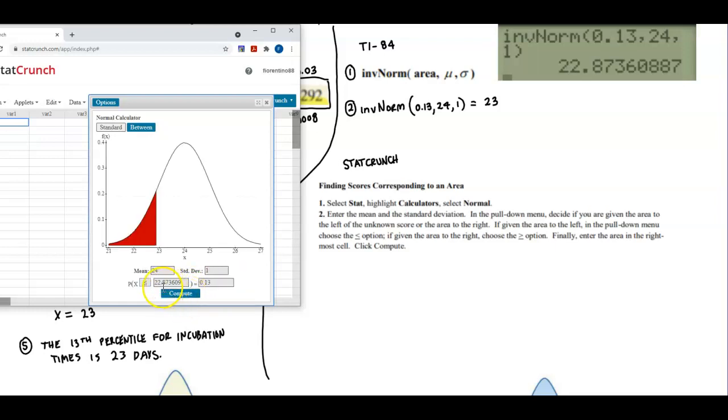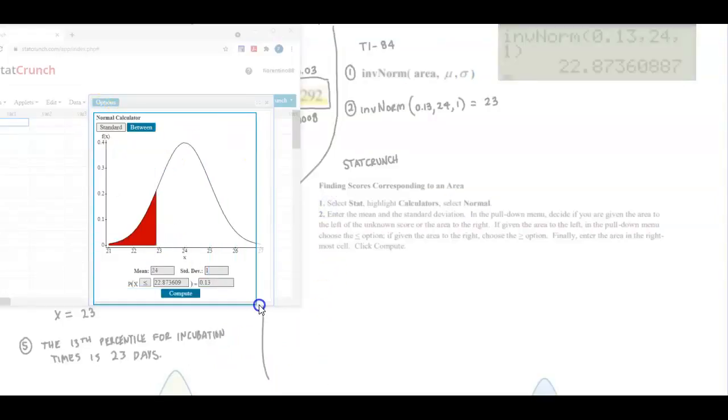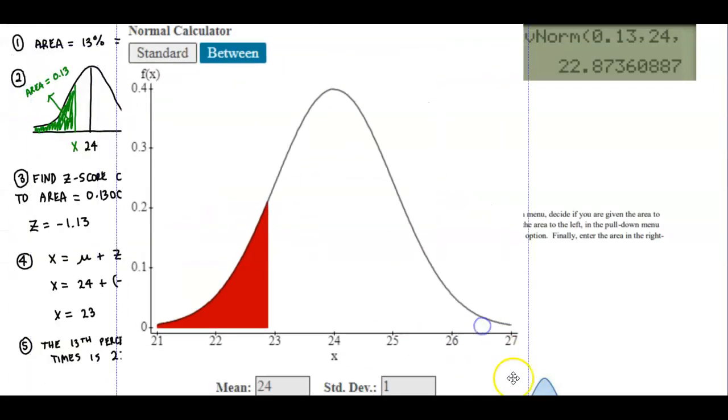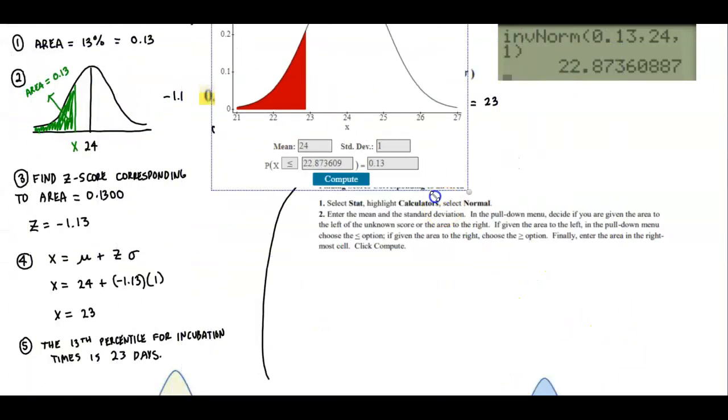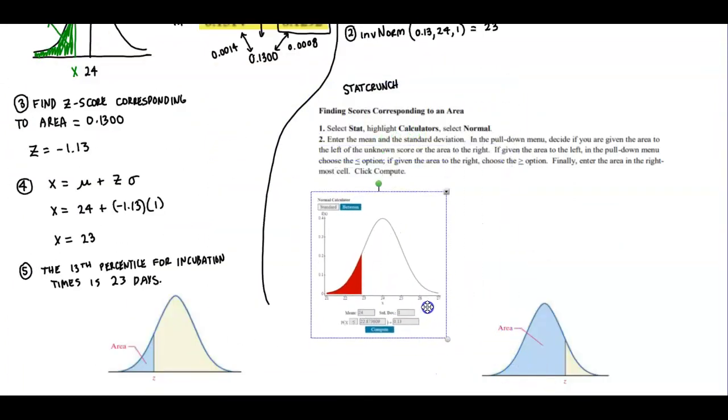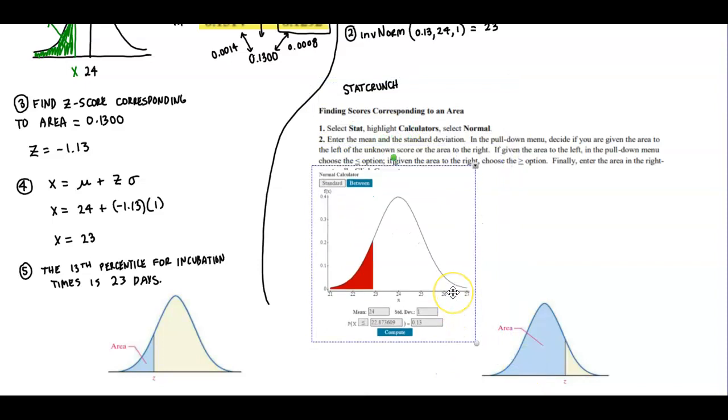So when we compute, you can see what we get. We get this entire picture, and we get the same value that we got on our calculator. So by using that information from StatCrunch, we can see that we get the same value for x, because we know it's got to be less than, right? It's matching our graph that we have up here. And so here we can see that x is also going to equal that same number rounded to 23.